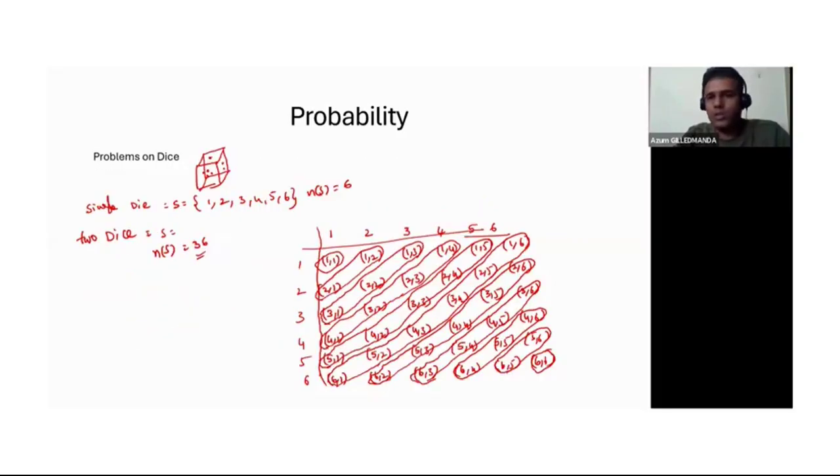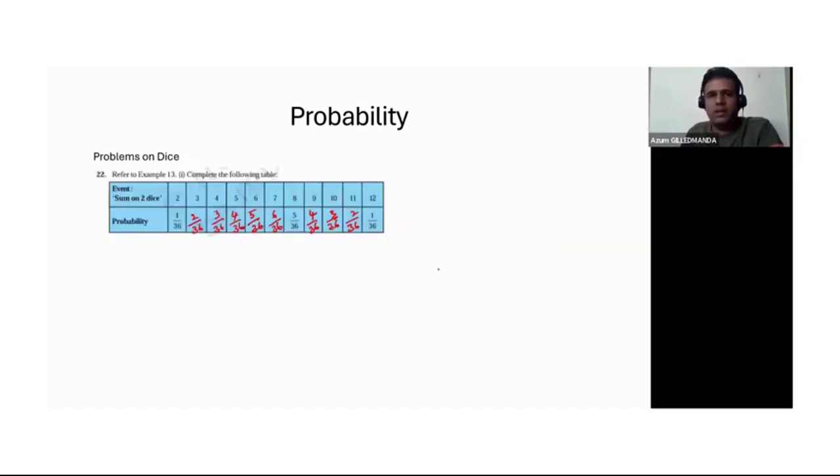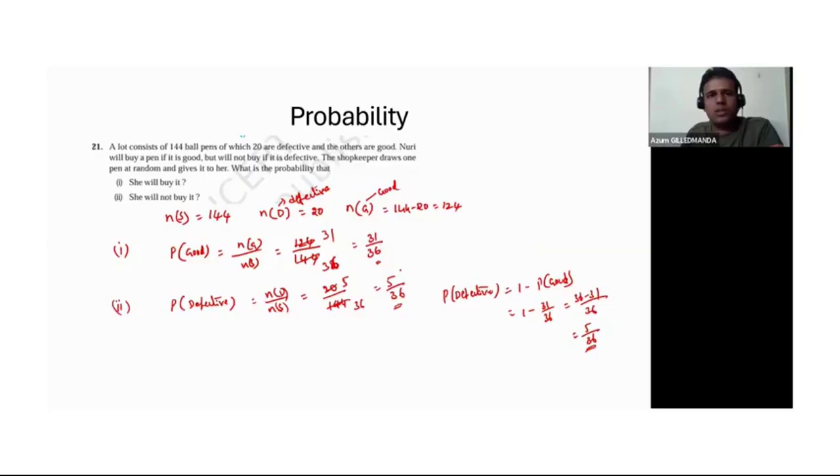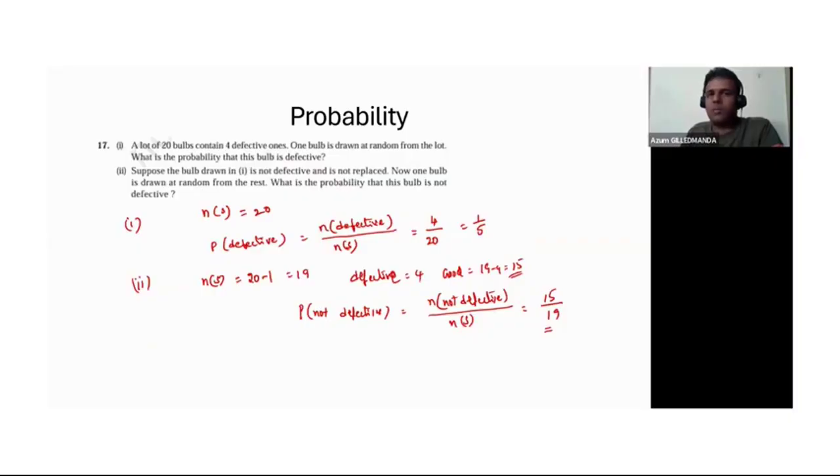And then we looked at dice problems. So if it is a single die and two dice, this table is important. As long as you put this table correct, you can answer any question. So this is the question we answered. And then a lot of pens or bulbs. They'll give some are defective, some are not defective. So what is the probability of getting a defective one? And what is the probability of not getting a defective one? That kind of thing. And this problem is very important.